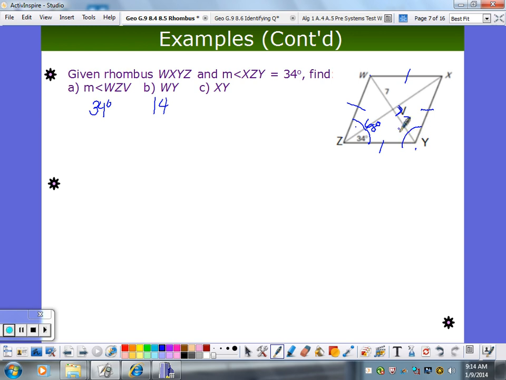How'd you get that? Yeah, supplementary. So 180 minus 68, take my word for it, 112. So then what is each little piece here? What's half of 112? It is 56, right? So let me just pull this little triangle out here. 56 degrees. Got that.